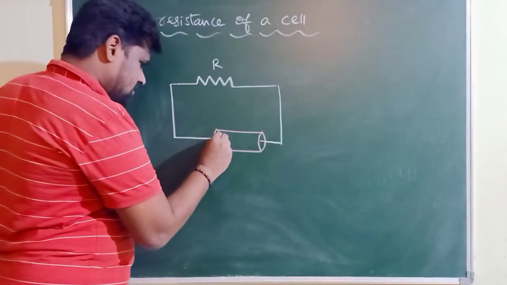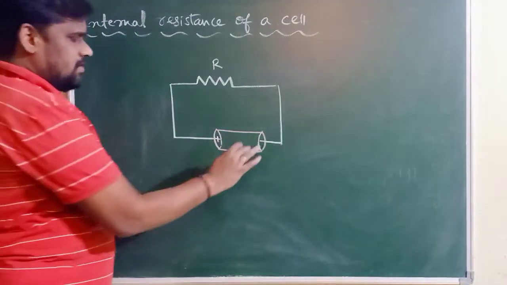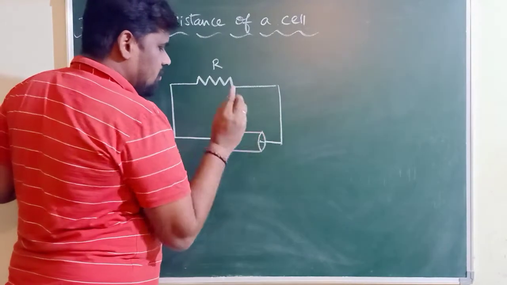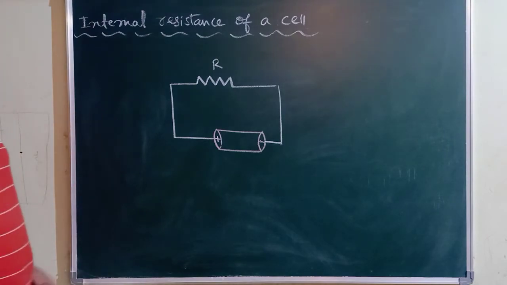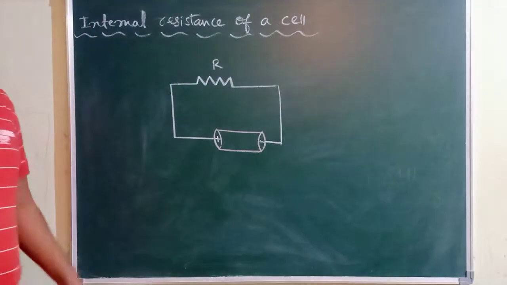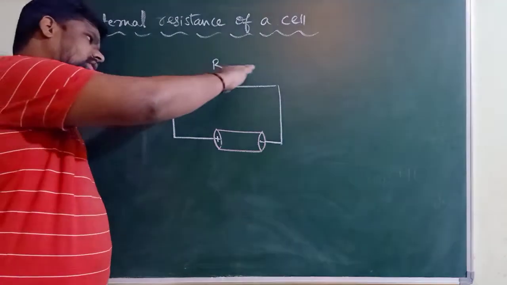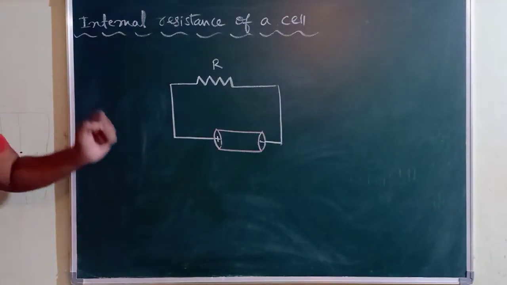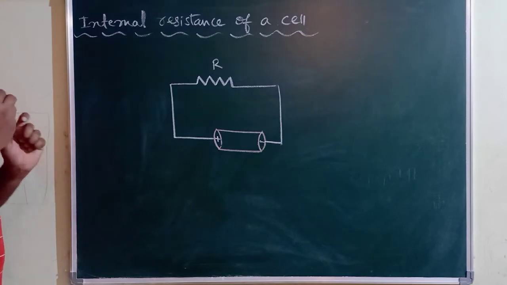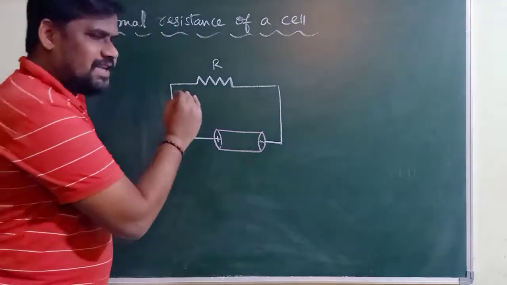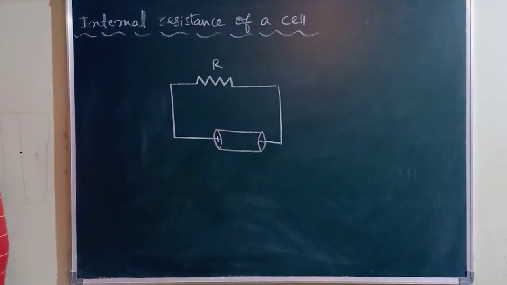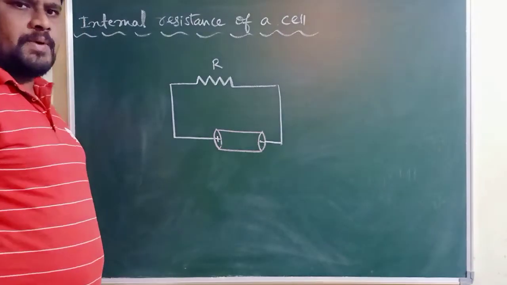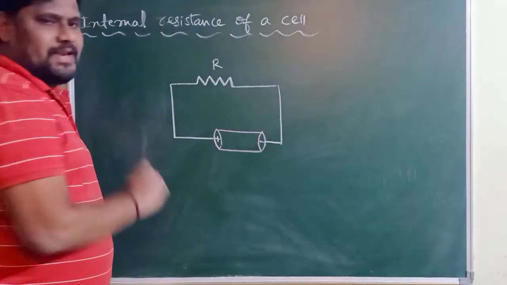Imagine that this is the positive terminal of a cell, and this is the negative terminal of a cell here. A wire of resistance R, or a conducting wire of resistance R, is connected across the cell of a certain EMF E here. When the cell is connected across a resistor, a cell is connected across a wire, definitely what happens? The current starts flowing through the circuit.